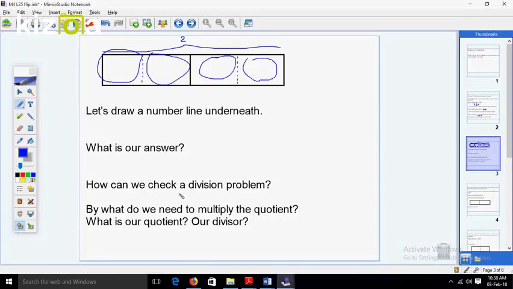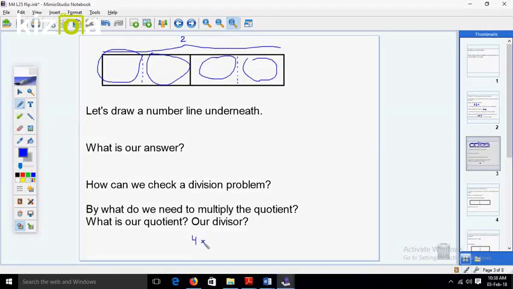Now, for any division problem that we do, we know that we can check it with multiplication. We just switch everything. Remember, when we check a division problem, we start with our quotient, with our answer. So our answer was 4.